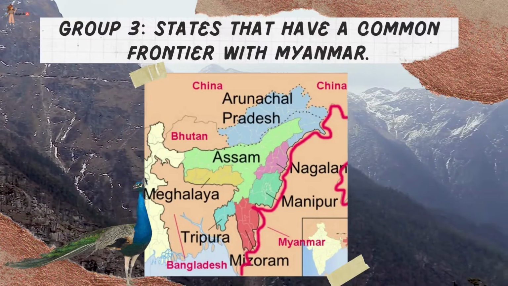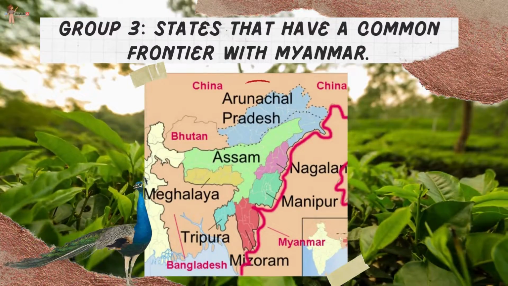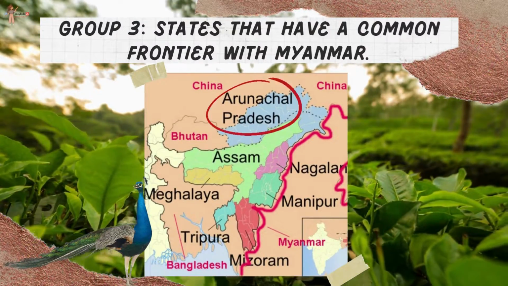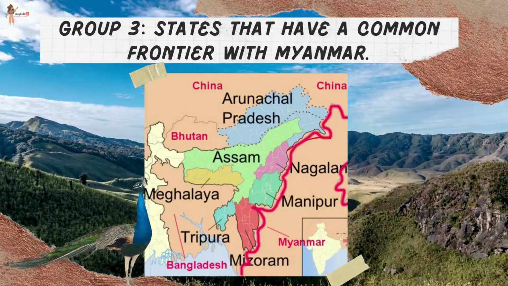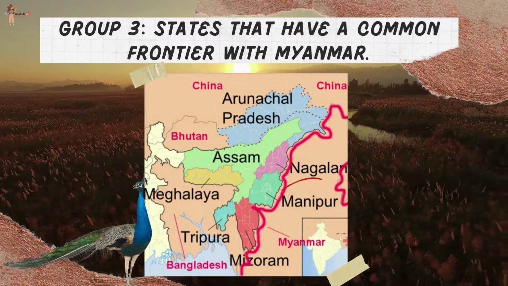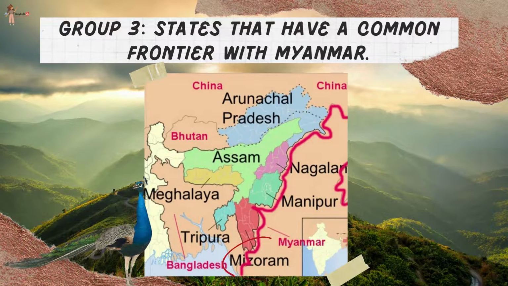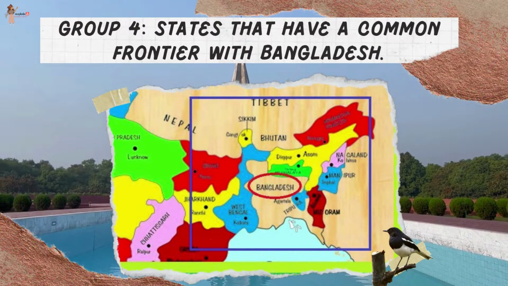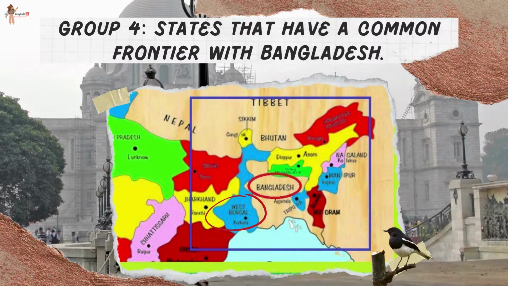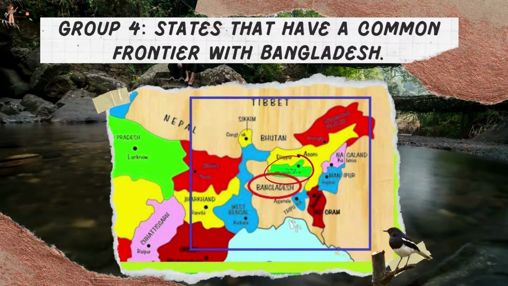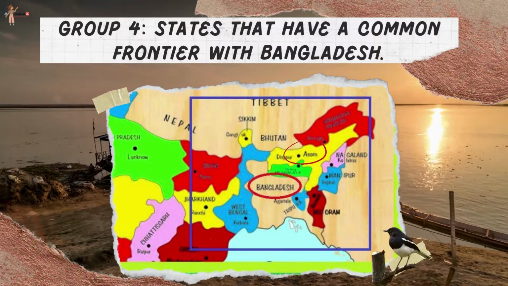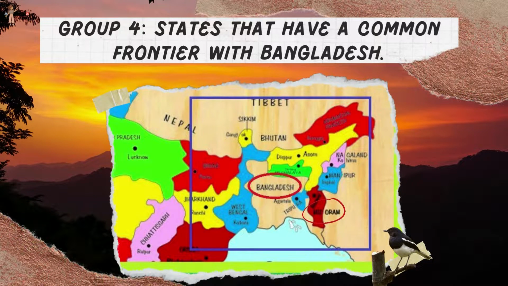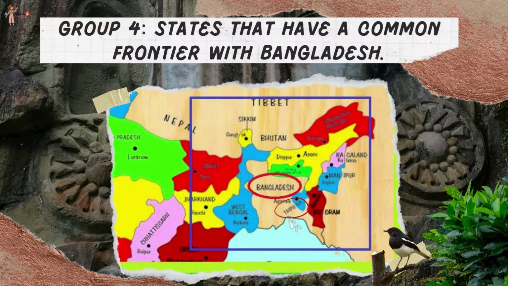The states that have a common frontier with Myanmar are Arunachal Pradesh, Nagaland, Manipur, and Mizoram. The states that have a common frontier with Bangladesh are West Bengal, Meghalaya, Assam, Mizoram, and Tripura.